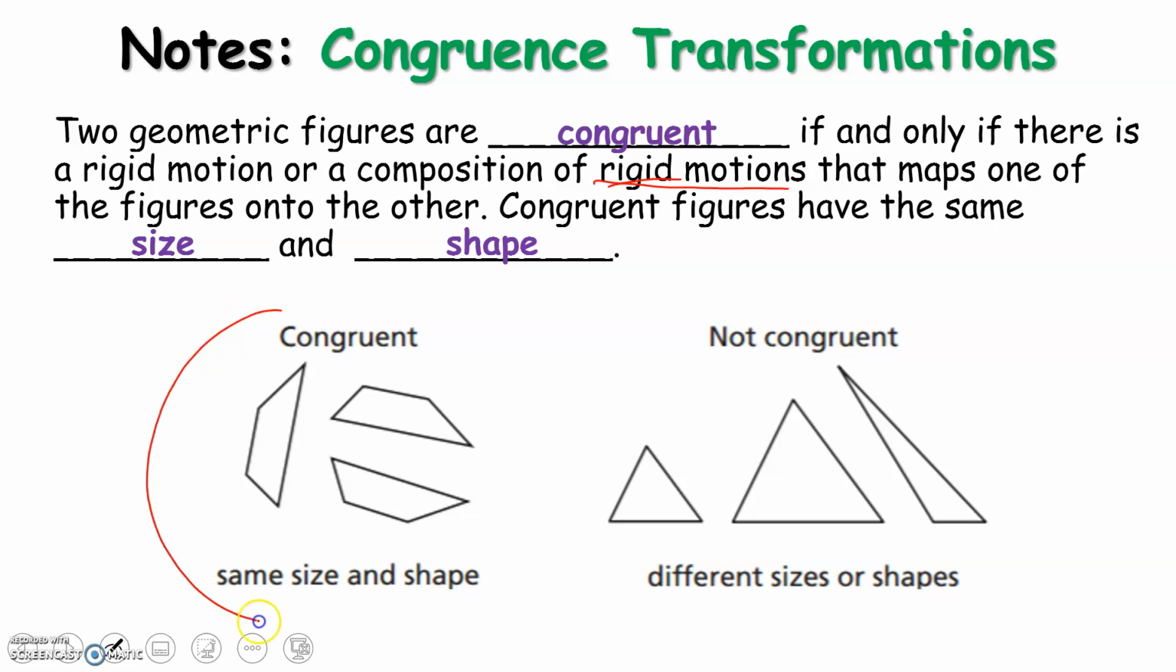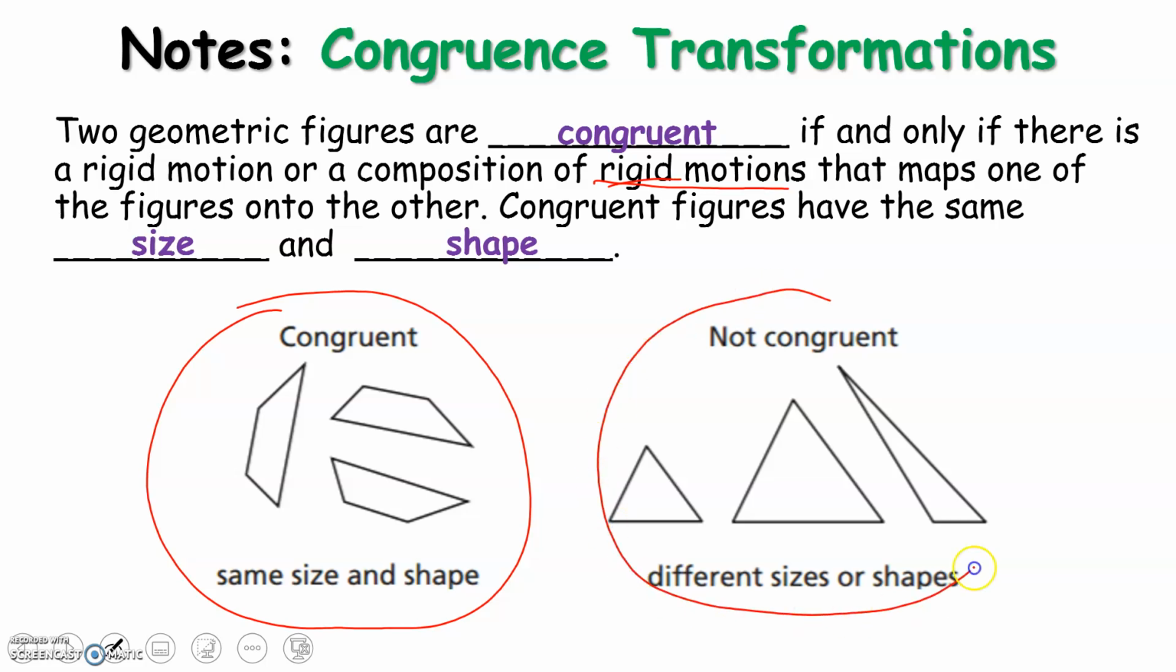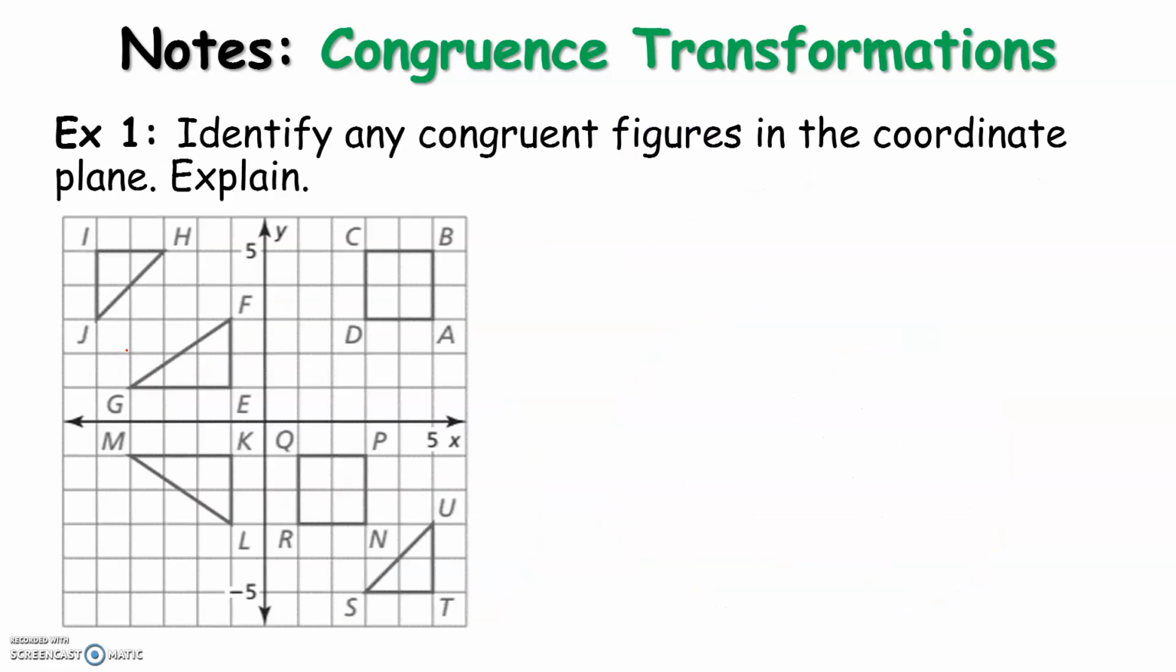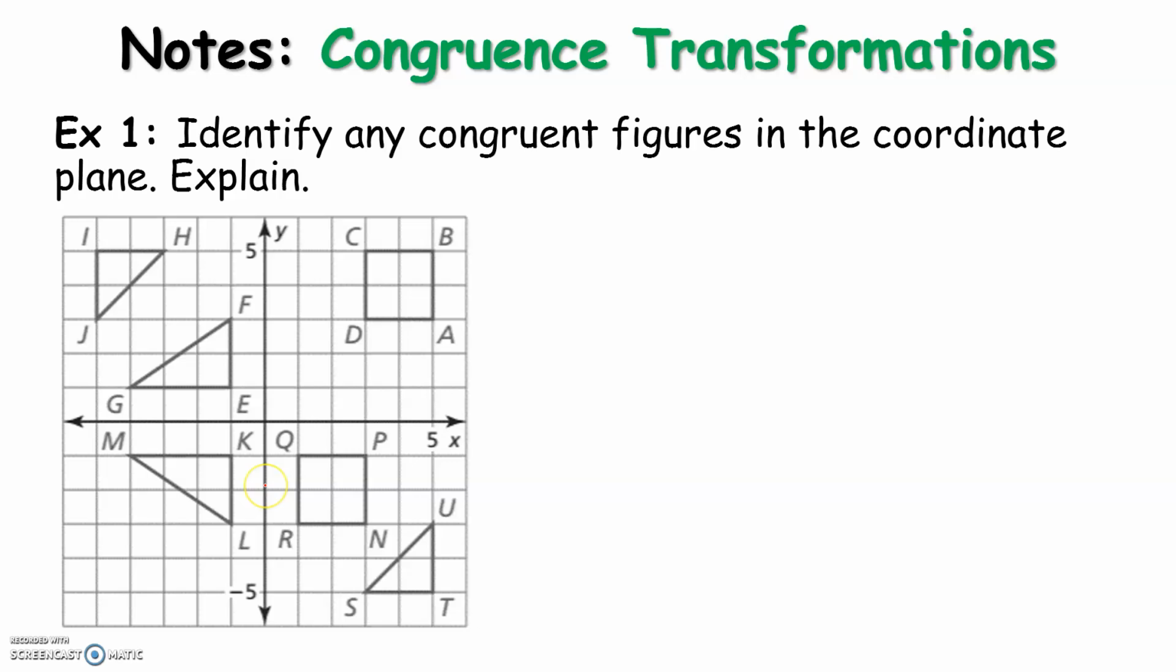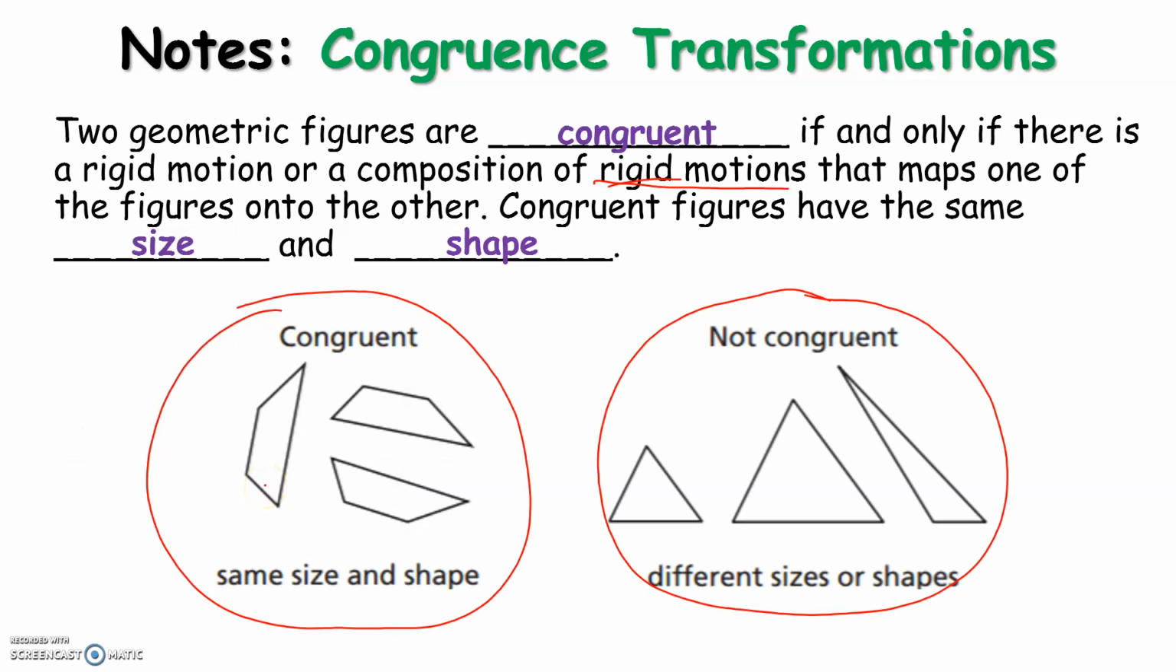The figures here are congruent because they have the same size and shape. These ones on the right are not congruent because they have different sizes or shapes. All right, example 1. Identify any congruent figures in the coordinate plane and explain. So figures are congruent if they have the same size and same shape, and they can have a composition of rigid motions that map one to the other.